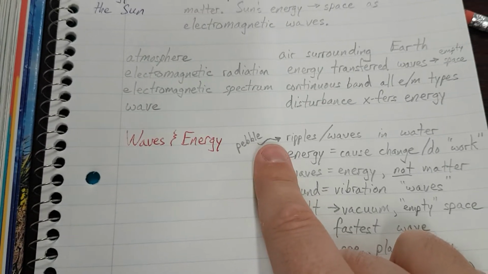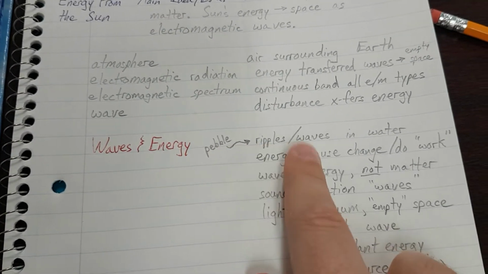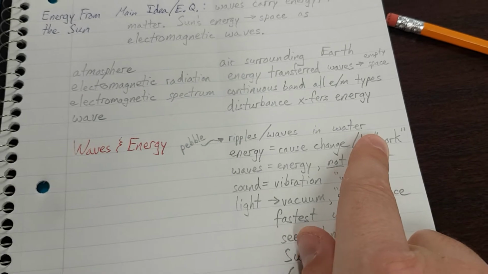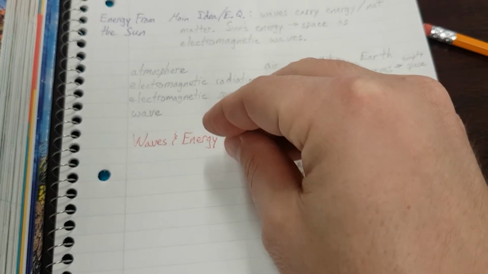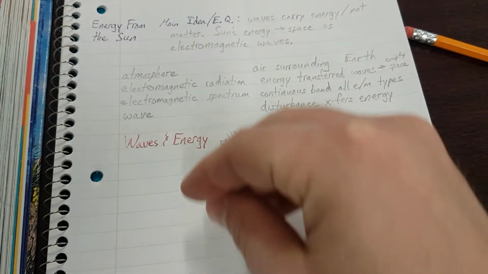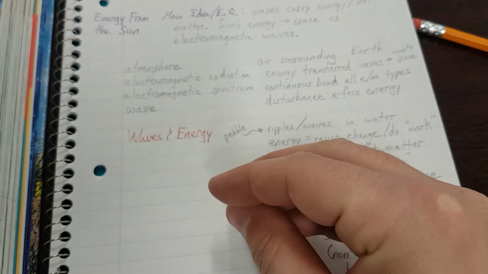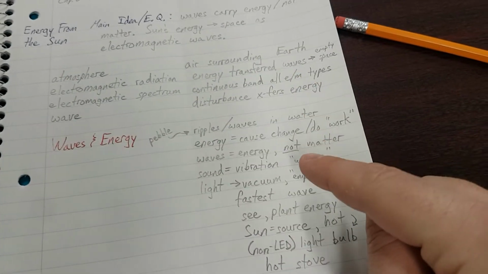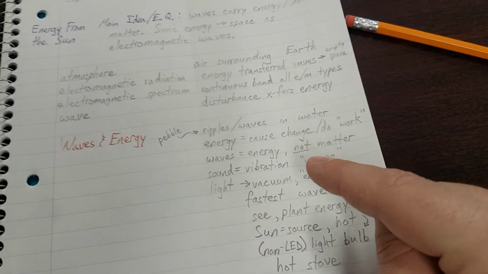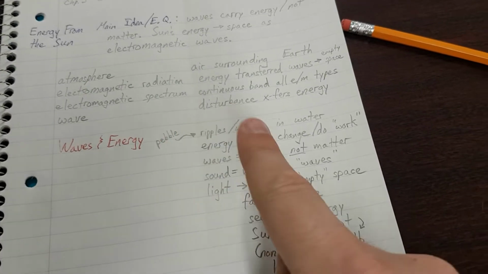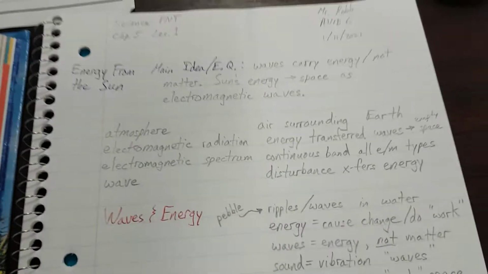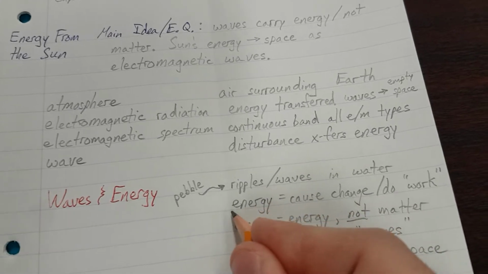Okay, when you toss a pebble into a pond, it causes ripples or waves in the water. The molecules hit by the pebble begin to move or vibrate in a wave, and that causes their neighbor to move. So energy transfers from one molecule to the next. Let's go ahead and put that in here.